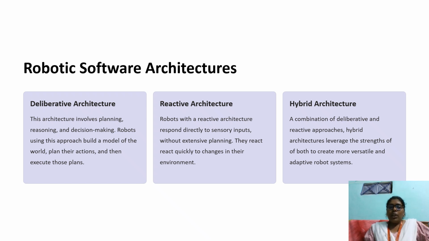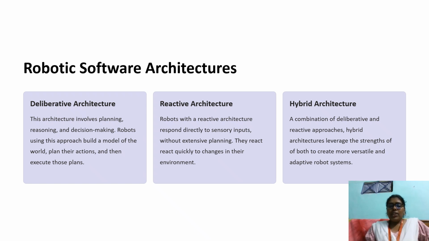These architectures involve planning, reasoning, and decision making. The robots use an approach that builds a model of the world, plans their actions, and then executes those plans. In this architecture, they are used for planning and decision making of the robots. This model is used to plan the actions, what the robot will do, and finally they execute their plans.